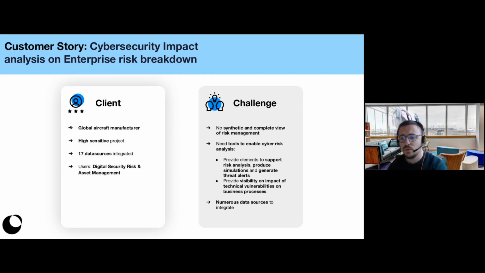So they needed a tool to enable cyber risk analysis. For example, to provide elements to support risk analysis, produce simulations, and generate threat alerts, but also provide visibility on the impact of technical vulnerabilities on business processes.